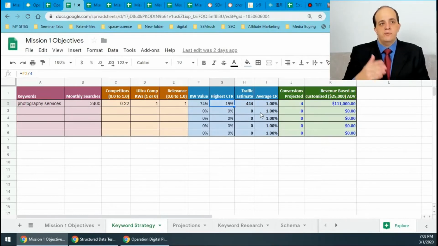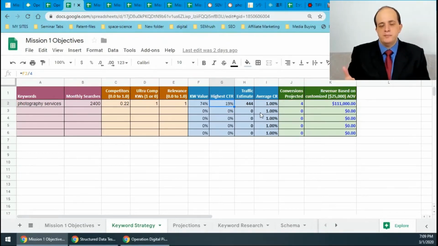And then from there, once we have an estimated click-through rate, we know that at the maximum, we can expect 444 clicks a month for this particular keyword. The average conversion rate is how many people will fill out a form, will call us, or will buy the photography services from the company. And that's based on your current data analytics. What is your actual conversion rate? And that's what we'll be putting up here until we have more information.